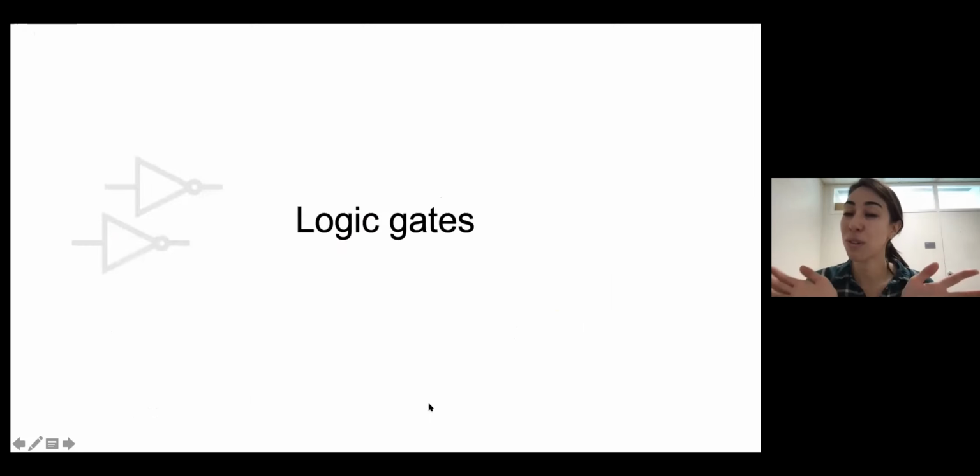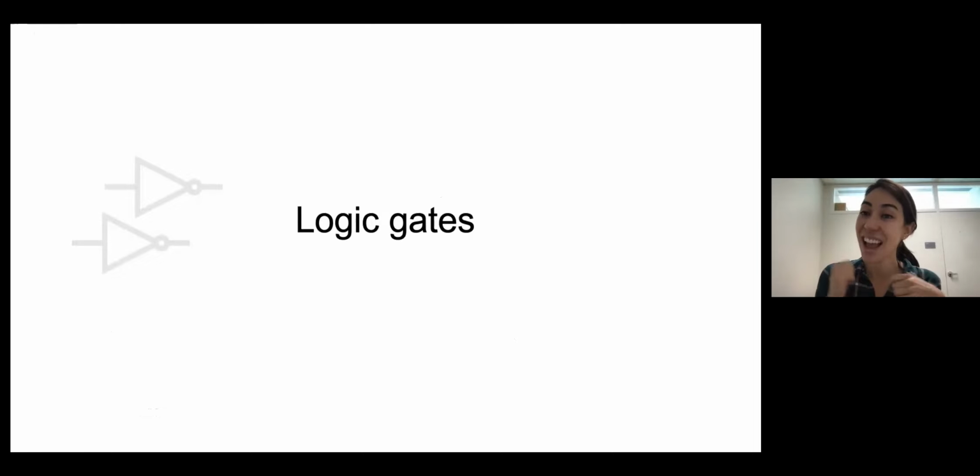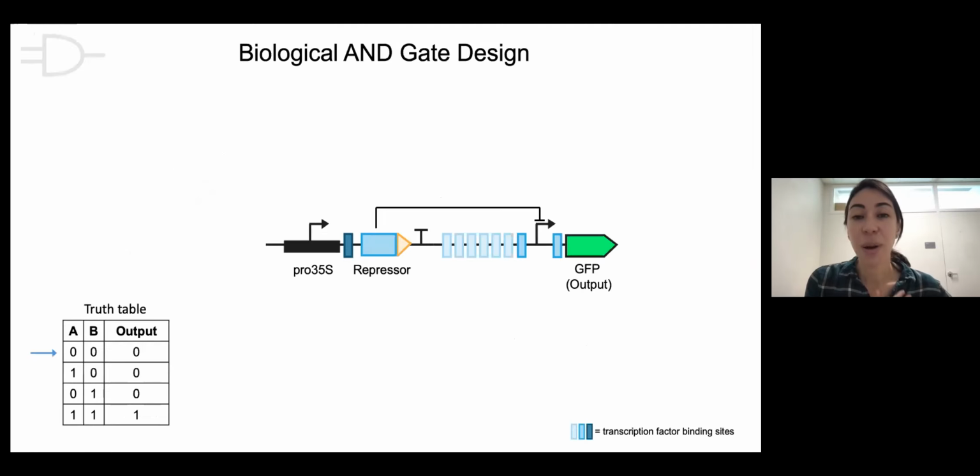So once we've got a set of transcriptional activators and repressors that we can use to modify gene expression in plants, how do we make them into logic gates? Okay. Well, I'm going to show you the design of a biological AND gate to give you a flavor of how we build these things. So on the left is a truth table, which is just going to show you, for 2 different inputs, whether or not we expect to see output gene expression.